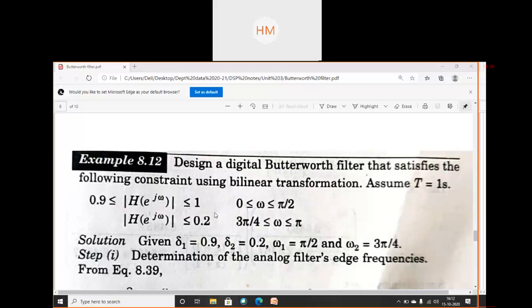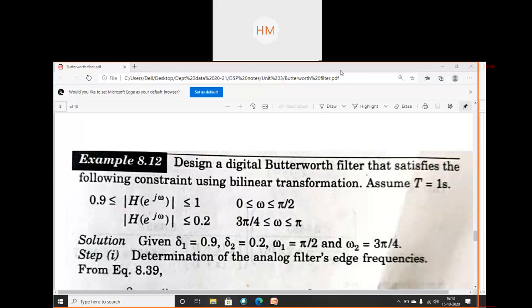Now which transformation technique are we using? Bilinear transformation. And in the first numerical we used IIT transformation. So the basic difference we all know. So start simplifying. Here we have to find the analog filter's edge frequency. These concepts are given for digital filter. Now we have to convert it into analog to simplify using Butterworth filter designing. So del 1, del 2, what will we convert them into? Ohm 1 and ohm 2.